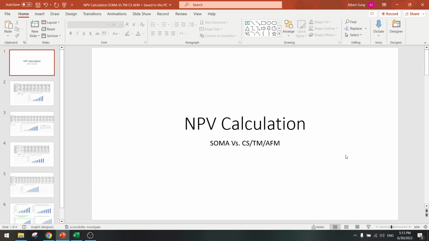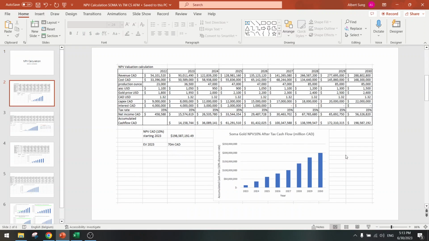I believe that cash flow is the most important thing to look at when you invest in companies, because cash flow is all that matters. Nothing else matters. You want a company that can generate money, period. So let's start with Soma Gold.